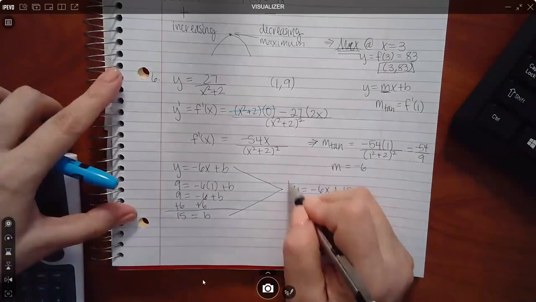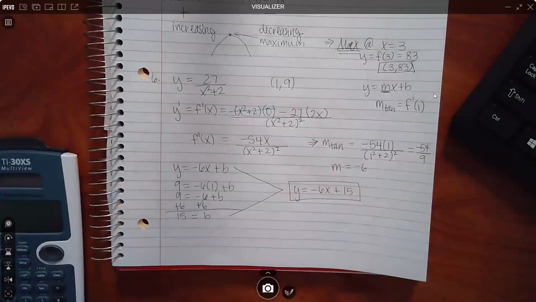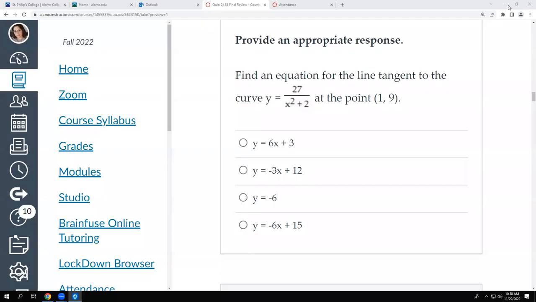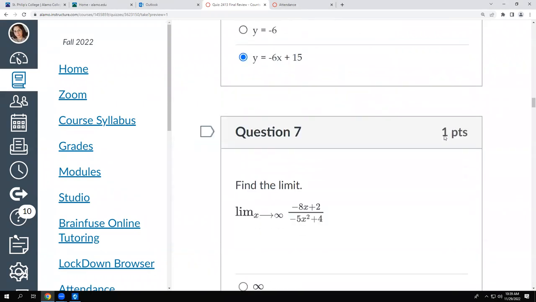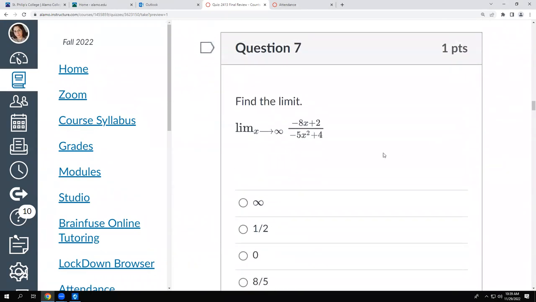Is that even one of the choices? Yes, it was. Yay. Oh, this was the one with that strategy we're talking about. Let me write it down and then I'll go back to my page.